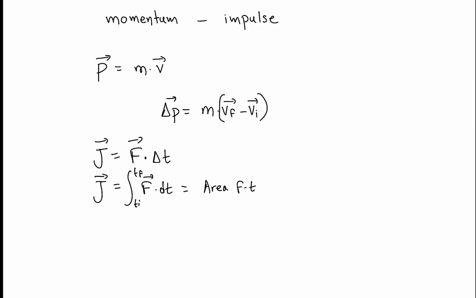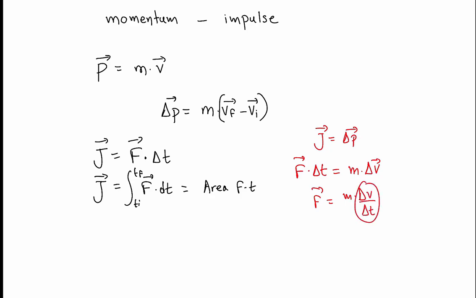Now, the impulse and the momentum are connected with the impulse-momentum theory that states that the impulse J is equal to the change of momentum. So from this law, we can say that the force times delta t is equal to m times (v final minus v initial), which is the delta v, and we already know that the force is equal to m times delta v over delta t, because delta v over delta t is the acceleration.